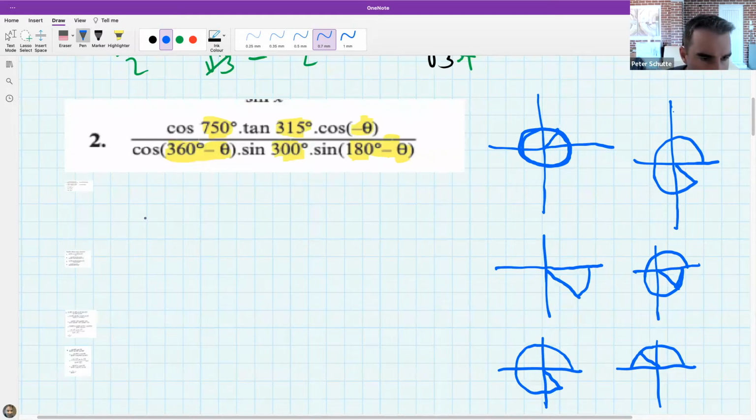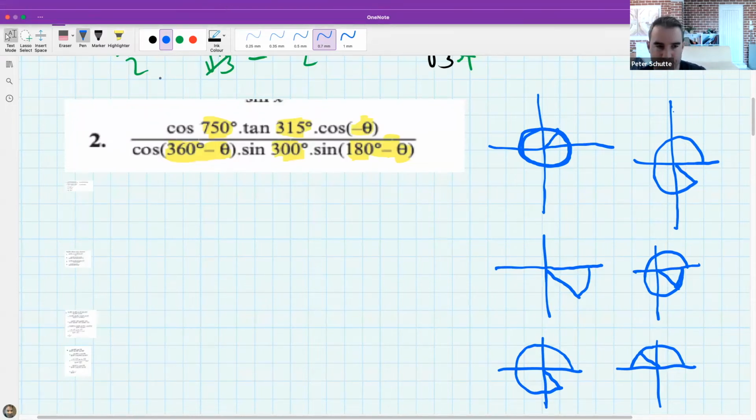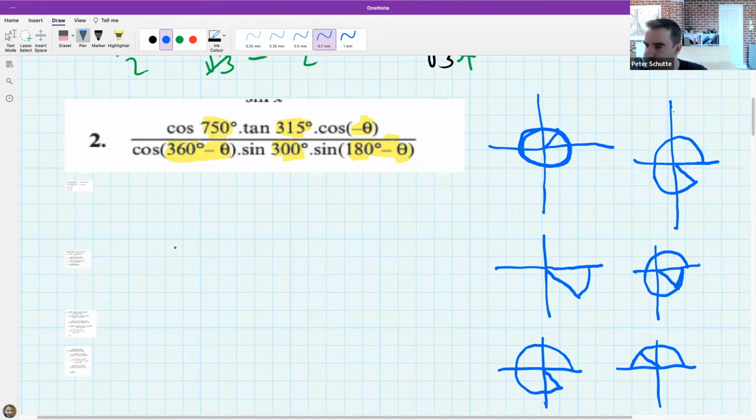Okay, who wants to tell me how to deal with cos of 750? How do we deal with that? Okay, Mulalo, here's the trick. For 750, you start here and you go around once, 360, twice, 720, and then you get up another 30 and you get to 750.